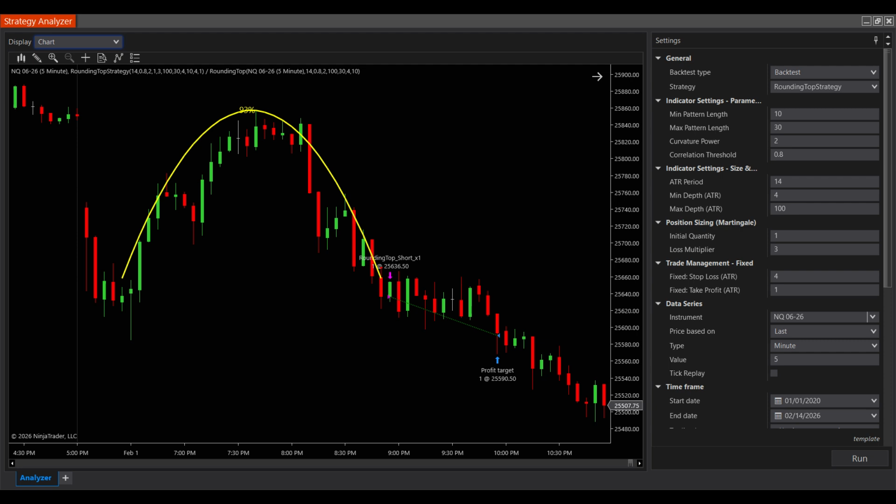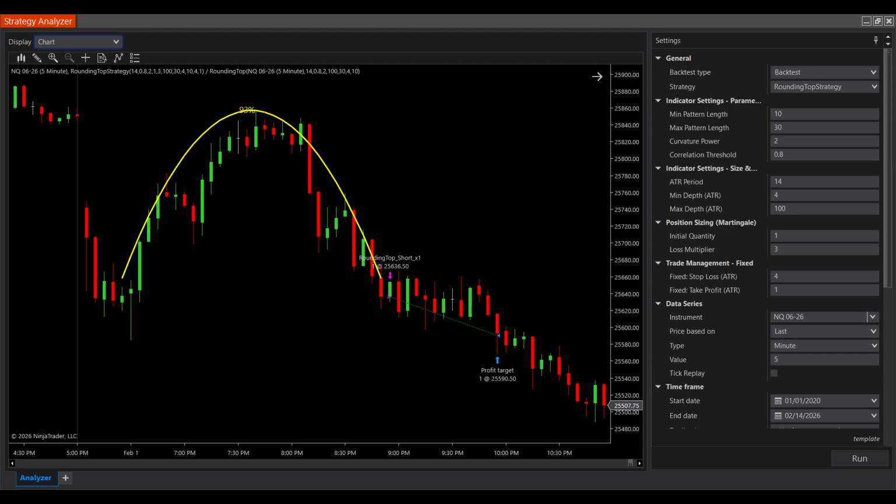Let us talk about the trade management, because it is highly aggressive and tailored specifically for algorithmic execution. We utilize an inverse risk-to-reward ratio. The fixed take profit is set very tight at 1 ATR, while the stop loss is given a wide berth at 4 ATR. Why do we do this? By keeping the target tight and the stop wide, we capitalize on the immediate breakdown momentum of the rounding top. This prevents premature stop-outs from market noise and drives that 78% win rate.